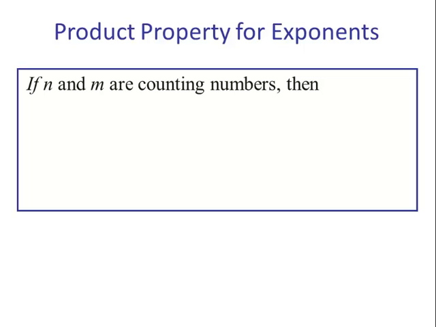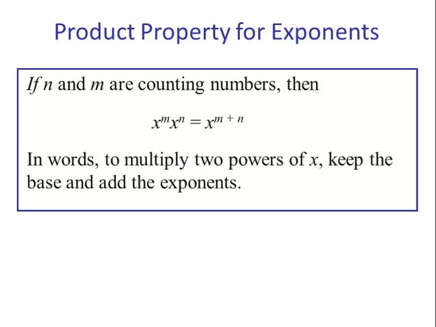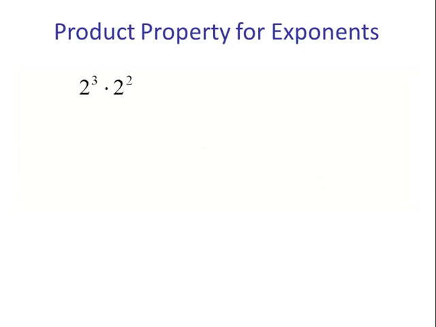Lesson Objective: Product property for exponents. If n and m are counting numbers, then x to the m times x to the n equals x raised to the m plus n. So in words, to multiply two powers of x, we keep the same base, x, and we add the exponents. Now let's look at an example of why that's true.